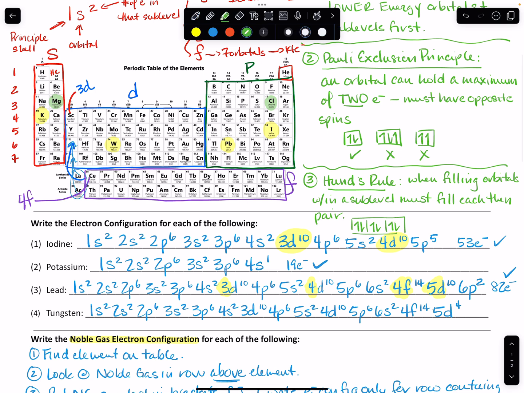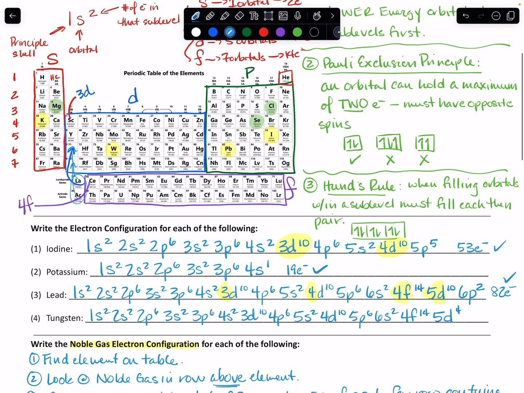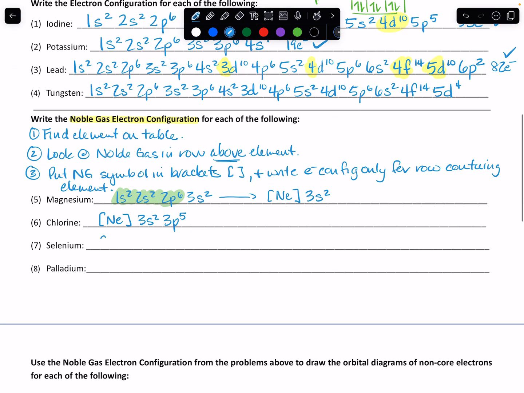All right, let's try selenium. There's selenium. So that's in the fourth row. If I go up a row into the end, that noble gas is argon. Then I start at row 4, 4s2. Now the D block is here, so 3d10, and then 4p, and I count across 4.